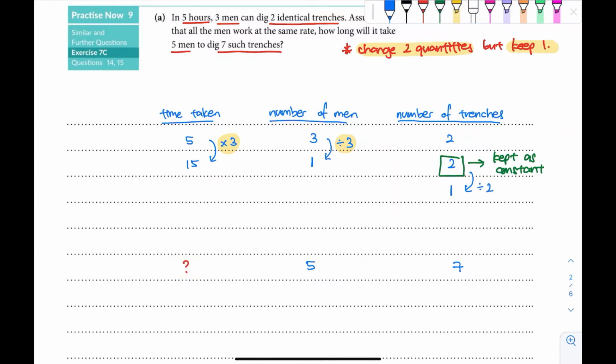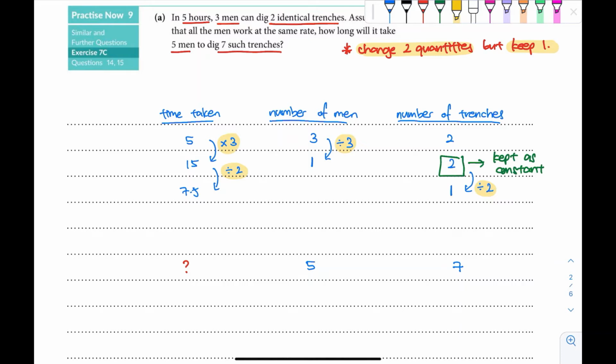So I'm not going to let it influence the number of men, right? So therefore, when I have lesser, sorry, I have lesser number of trenches, not lesser men. If I have lesser number of trenches to dig, will it take more time or will it take less time? It should take lesser time, right? So therefore, I will divide by 2 over here, and I will have 7.5.